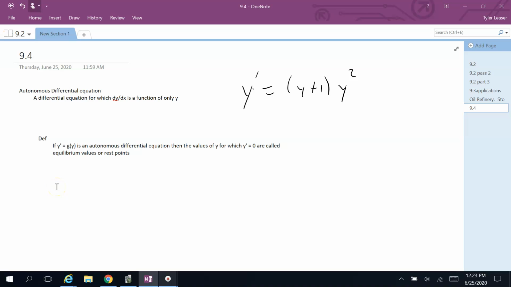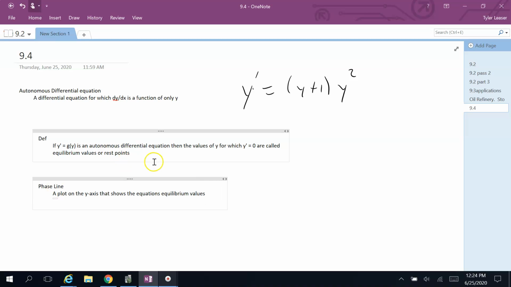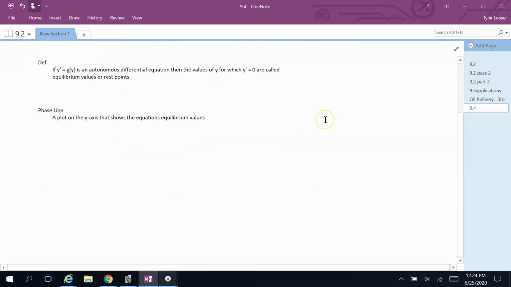Okay, a little bit more with these. So I already said that. Phase line. This is the whole point of this section, these phase lines. A phase line is going to be a plot on the y-axis that shows the equation's equilibrium values. Okay, cool. And that's what we're going to be doing here. So going back to my pen, let's go through an example, and I'll break it down into steps.